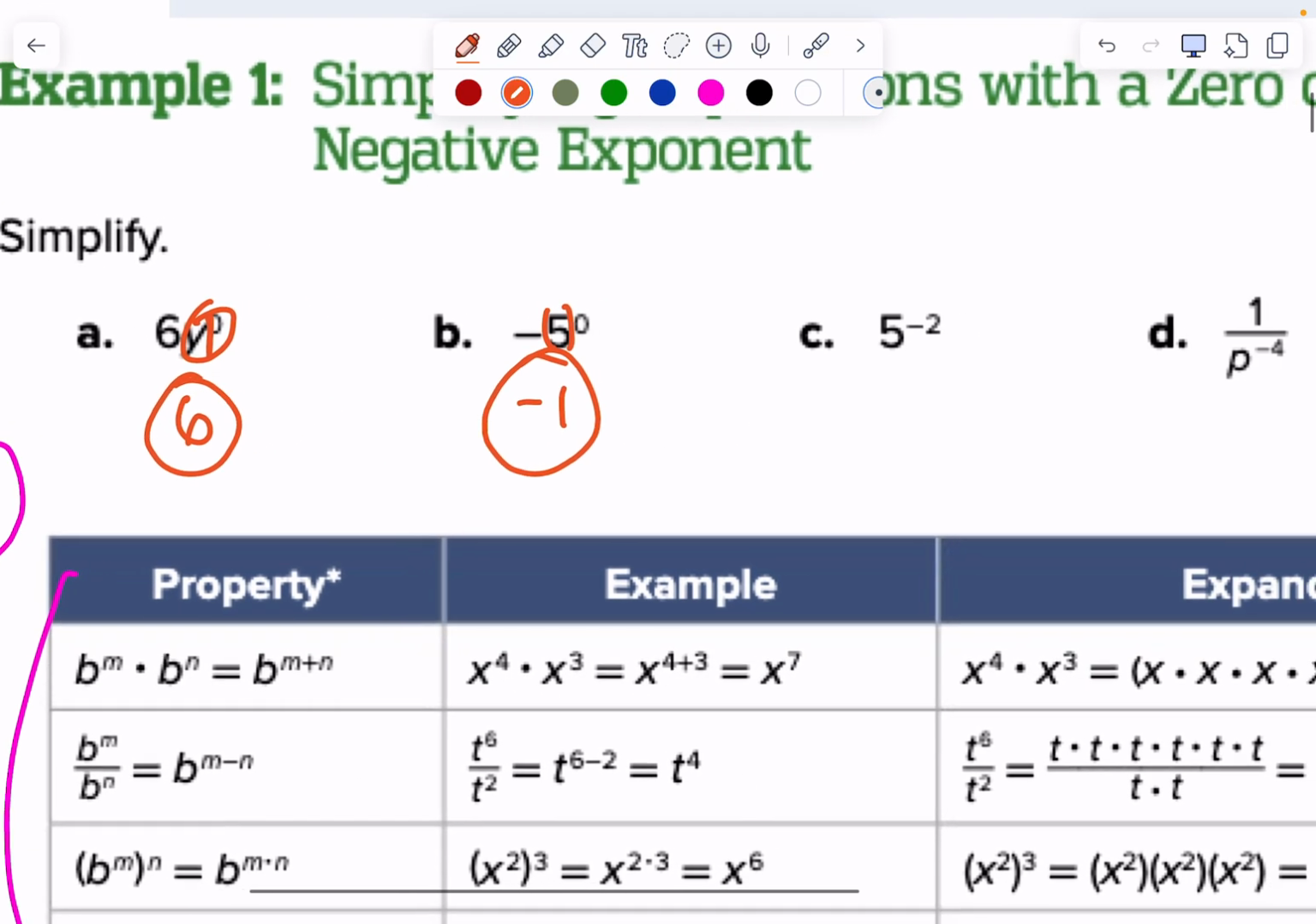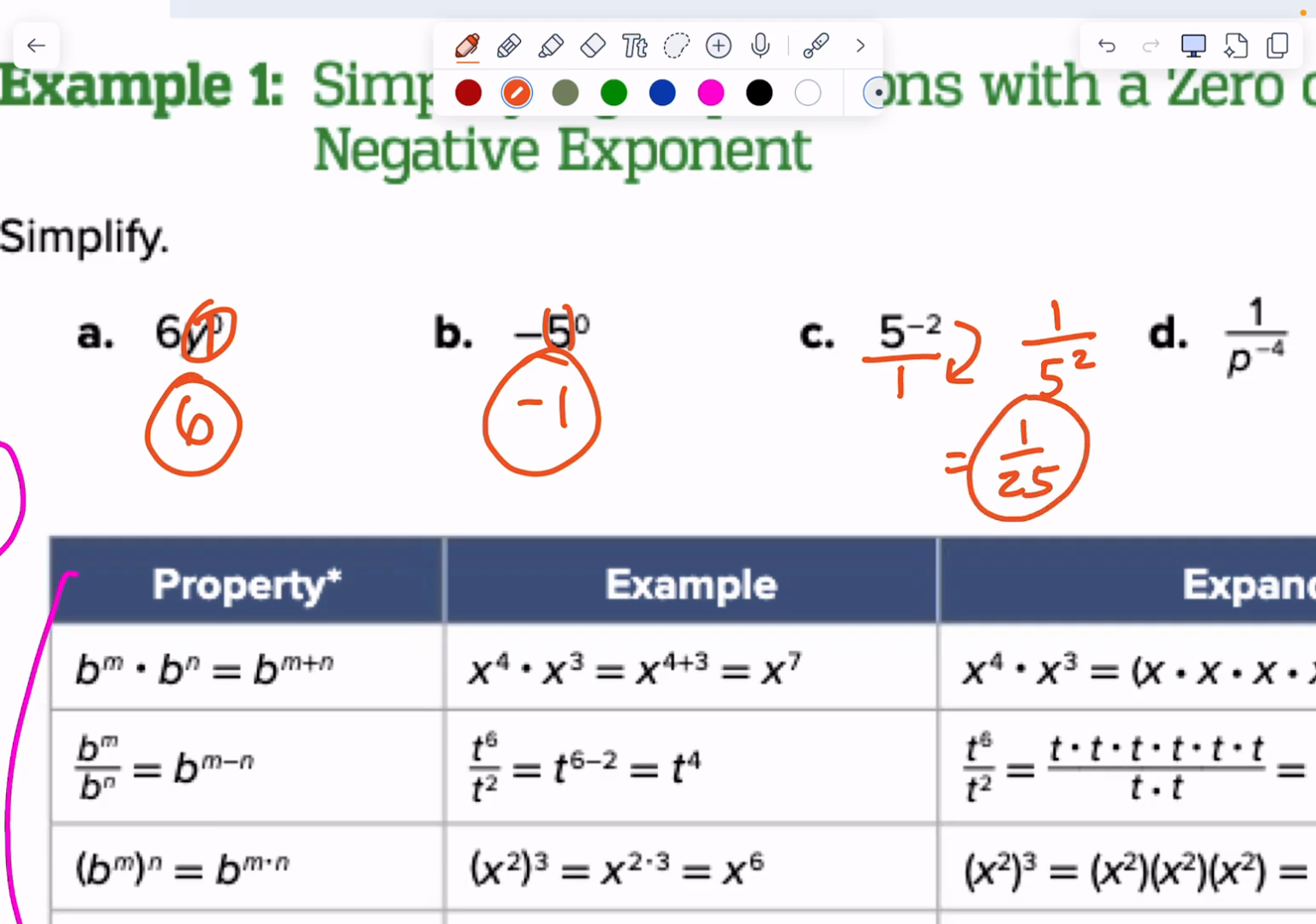What about this one? It's like over 1, right? So if I make it positive, 5 squared is 25. So it is now 1 over 5 squared, or 1 over 25, if I bump it to the bottom.